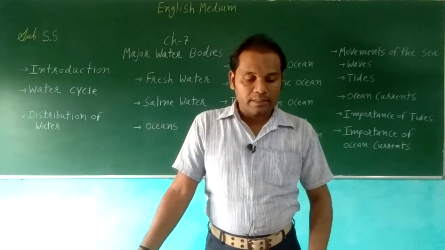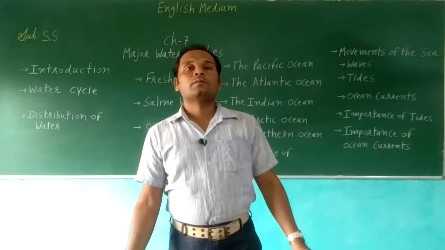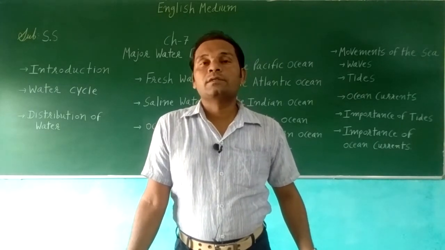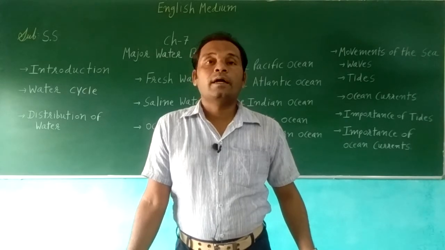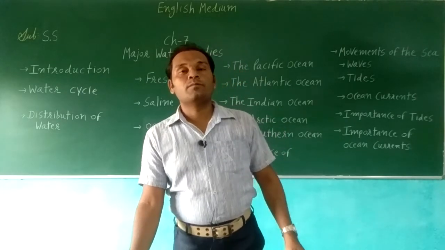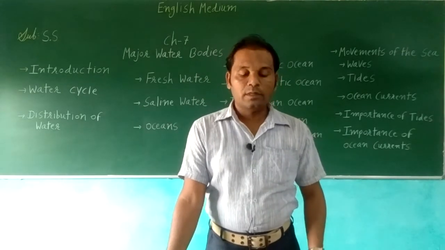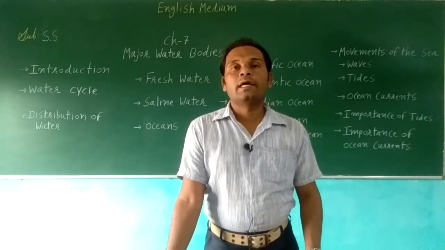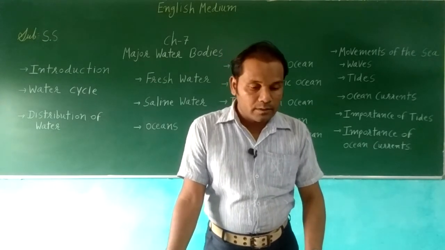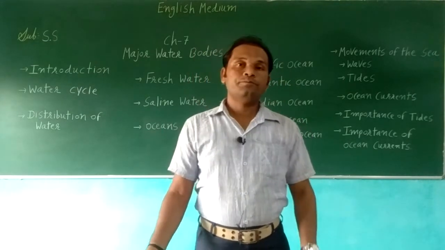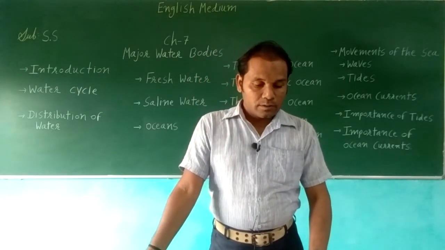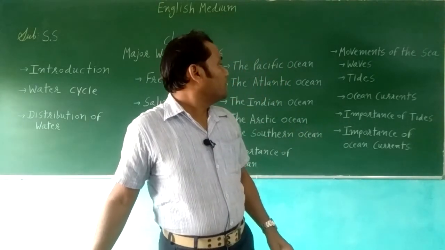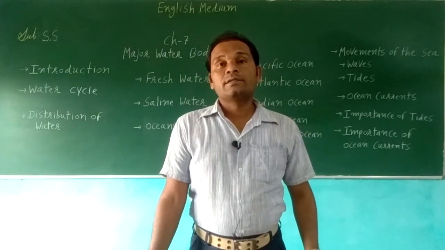During the full moon, the earth, moon and sun come in the same direction, so there will be high tides. During the half moon, the moon, earth and sun make a 90-degree angle, so there will be low tides, and the amount of tides will be less. So these are the movements of the tides, and they are very important.